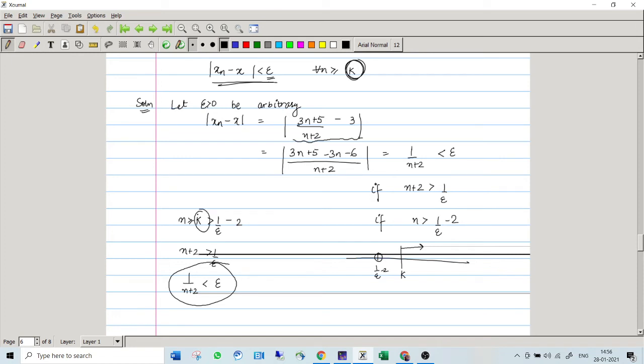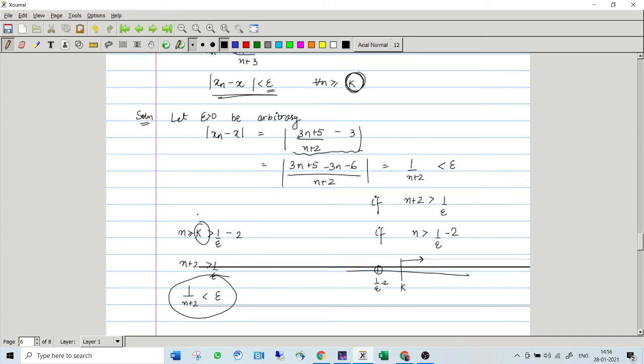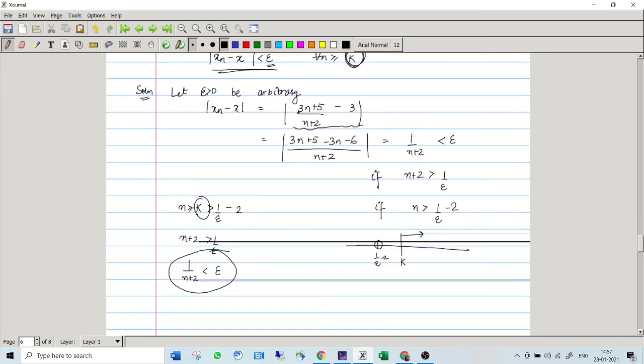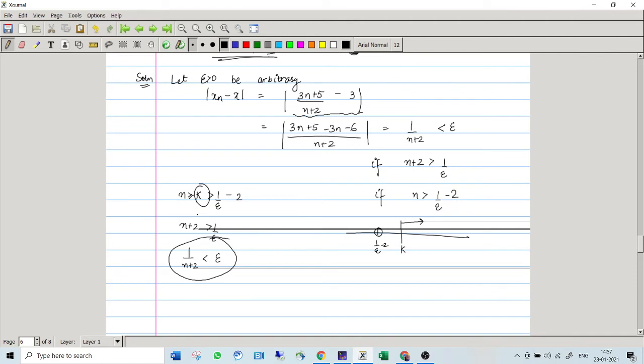So this is the purpose: we should be able to find a k such that after that point, the distance between the xn's and x, in our case xn is 3n plus 5 upon n plus 2 and x is 3, is very minute. Means if the distance is very minute, they are forming a cluster around this number 3. And that's how you'll reach the final answer that the limit of a sequence of type 3n plus 5 upon n plus 2 is nothing but 3. Right?